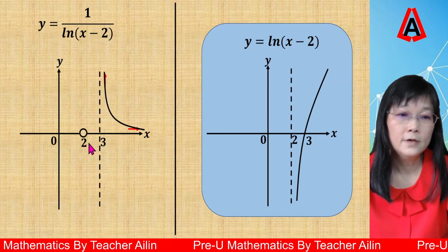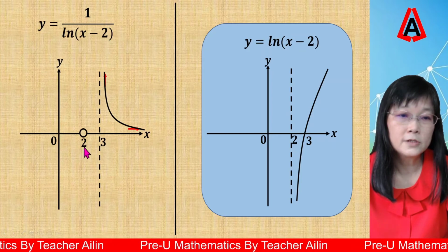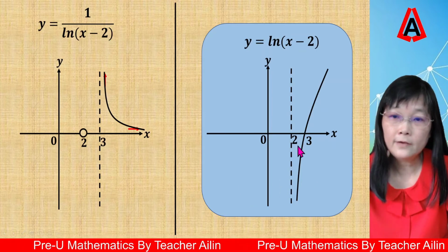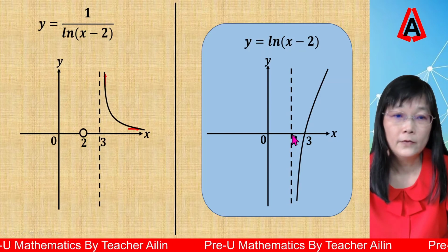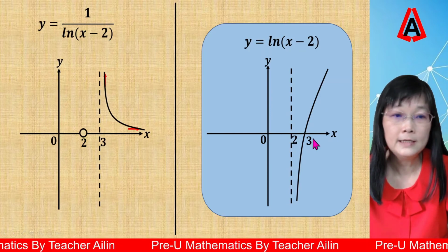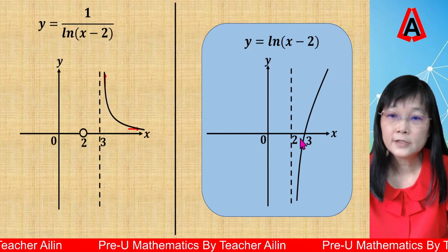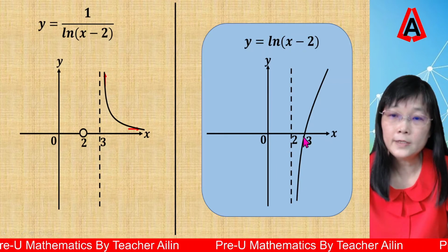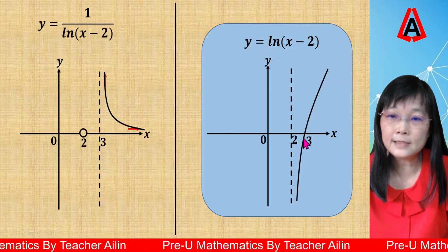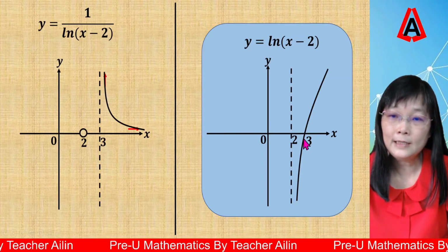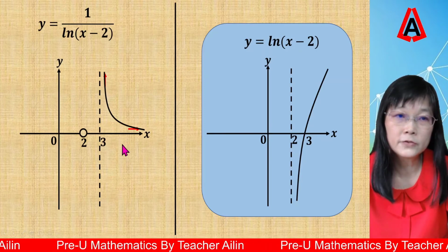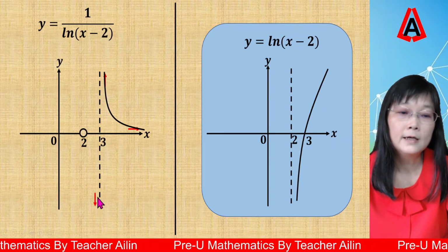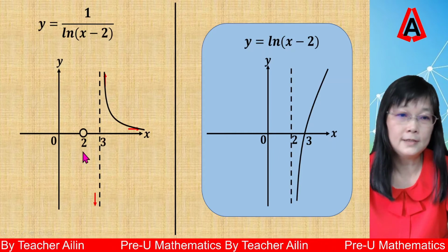Then for the values of y from 2 to 3, now we consider the value of x which is slightly less than 3. So when x is slightly less than 3, the value of y is slightly less than 0. So when slightly less than 0 is converted to the reciprocal function, y is negative infinity.